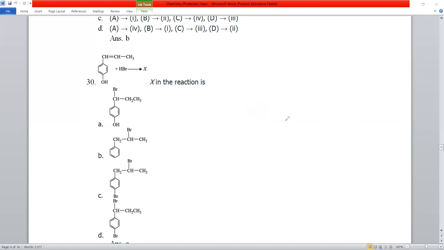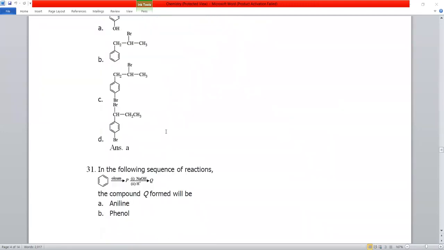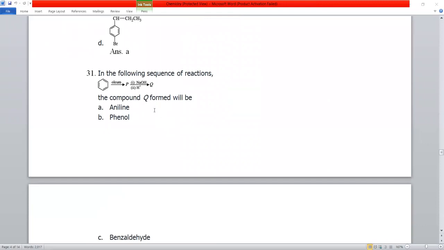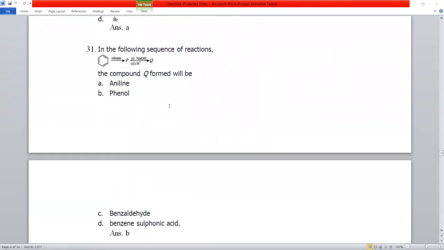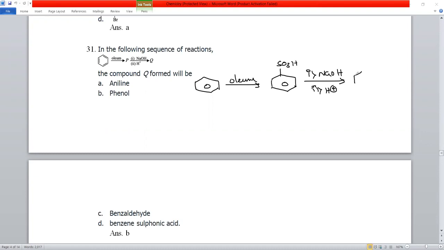Okay. So next, question number 31. In the reaction sequence, the compound is formed. Option A: if you treat with oleum, oleum is nothing but H2S2O7, a sulfonating agent, we will get benzene sulfonic acid, SO3H. On treatment with NaOH and then H plus, this is that NCERT question, students, we'll get phenol as the answer. So option B is the correct one.